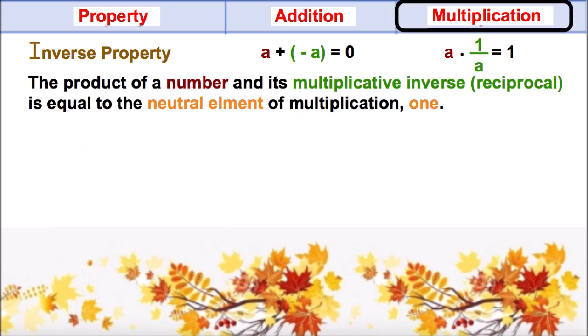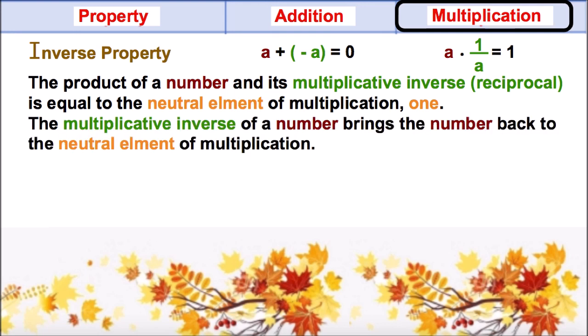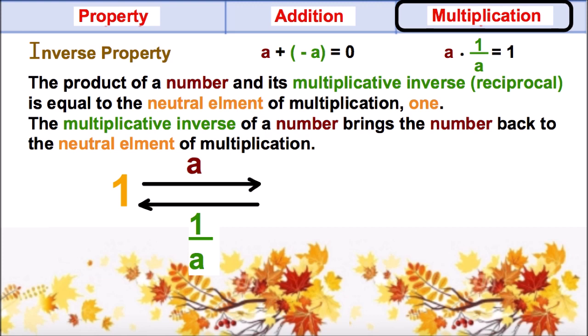As for multiplication, the product of a number, a, and its multiplicative inverse, known as the reciprocal, represented as 1 over a, is equal to the neutral element of multiplication, 1. The multiplicative inverse of a number brings the number back to the neutral element of multiplication. We move away from 1 by multiplying by a number a, and then return to it by multiplying by the reciprocal, 1 over a.